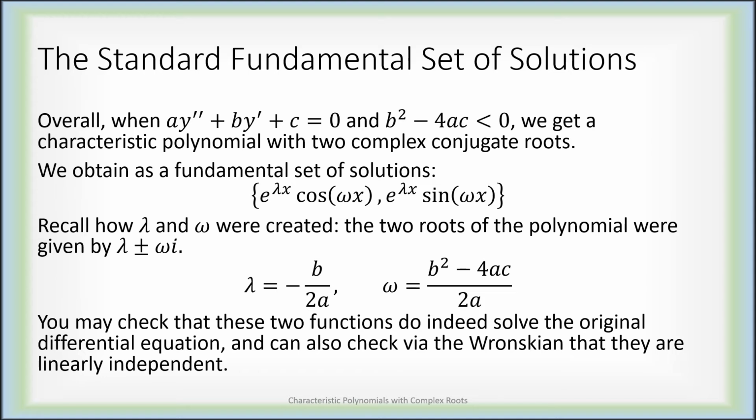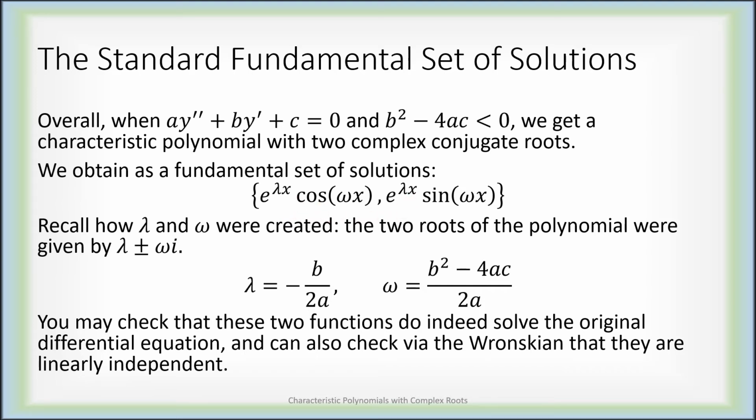Now you can go ahead and check that this function here, where lambda is given by this and omega is given by that, if you compute its first and second derivative, which will require applications of the product and chain rules, plug it in here, you will in fact get 0. Similarly, take the first and second derivative of this, where lambda and omega are given by these constants, and the derivatives will require both product and chain rules. Plug it into this differential equation, you will get out 0. You can also compute by the Wronskian that these two functions are linearly independent.